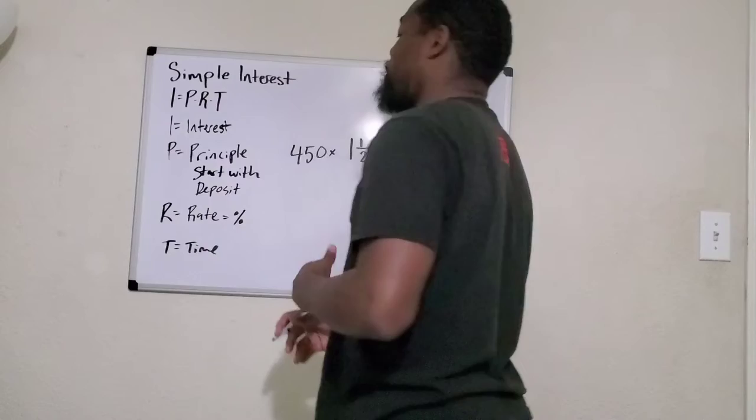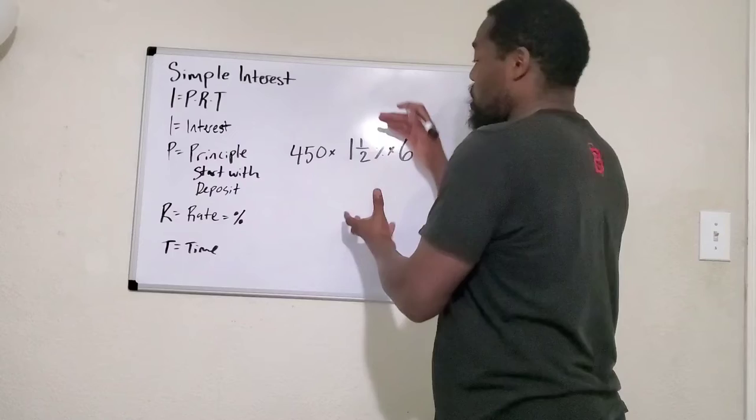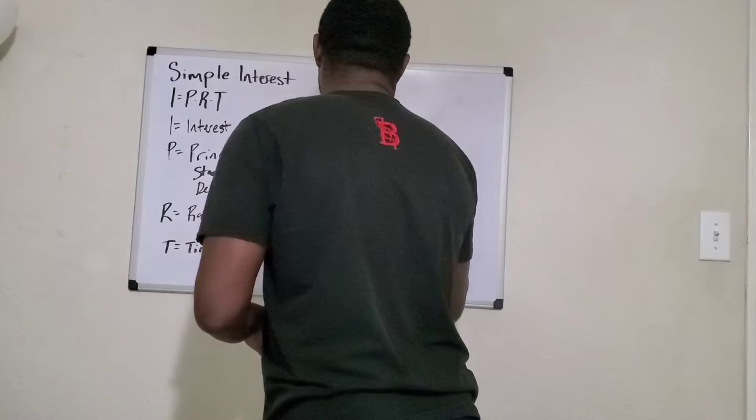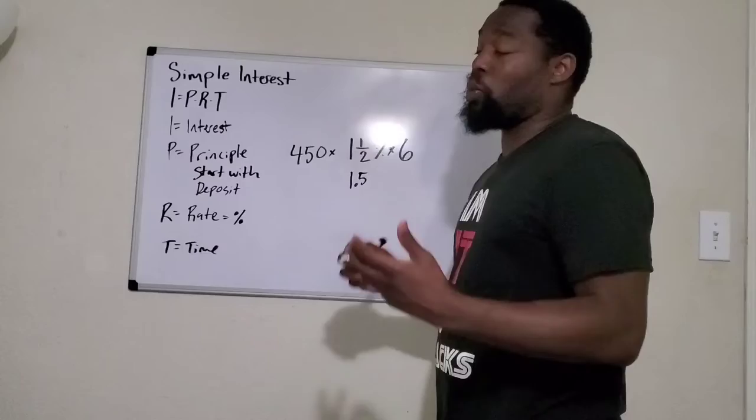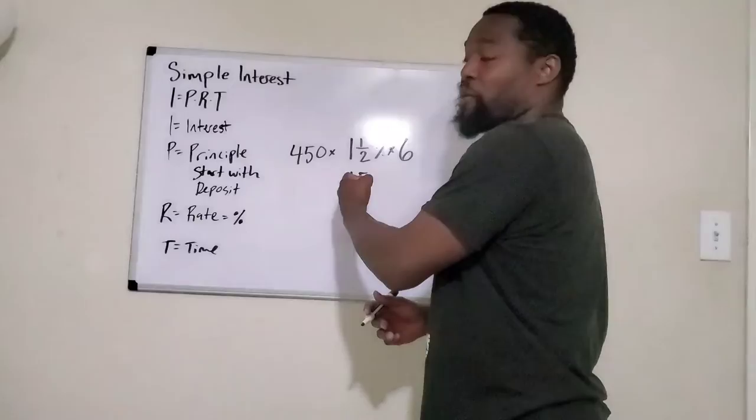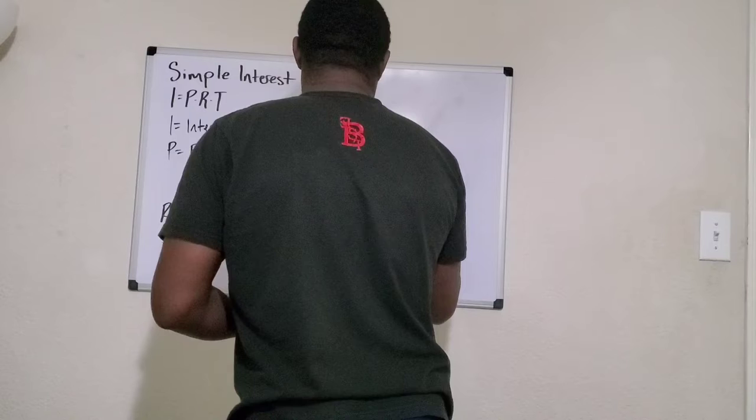Now remember, what did I tell you about this percent? We cannot work with this number. First, we're going to change this into a decimal. So we all know that 1.5 is 1.5, or 1 5/10. So we have this now, but we're not done. We did change it to a decimal, but that's still 1.5%. We have to change that by moving our decimal point.